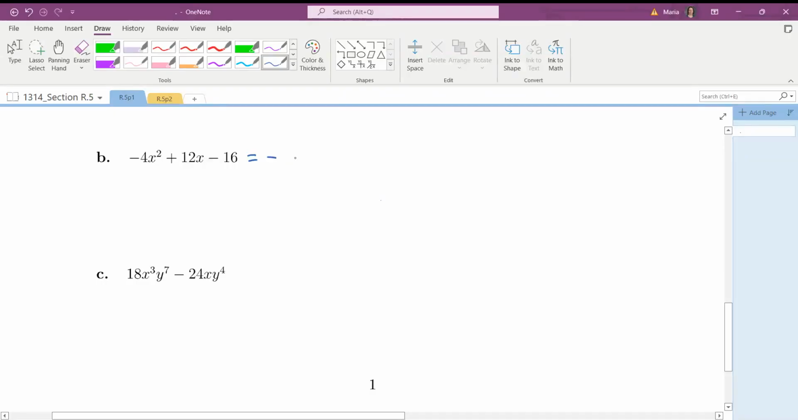So this is going to be negative 4 times 1, and then times x squared, which is x times x. Then if I move on to the next term, like I said, all the numbers are divisible by 4, so I'm going to break it down that way to get 12. We're going to keep our plus sign. To get 12, it's 4 times 3, and then we've got to multiply that by x. And then we have our subtraction sign, and 16 can be rewritten as 4 times 4.